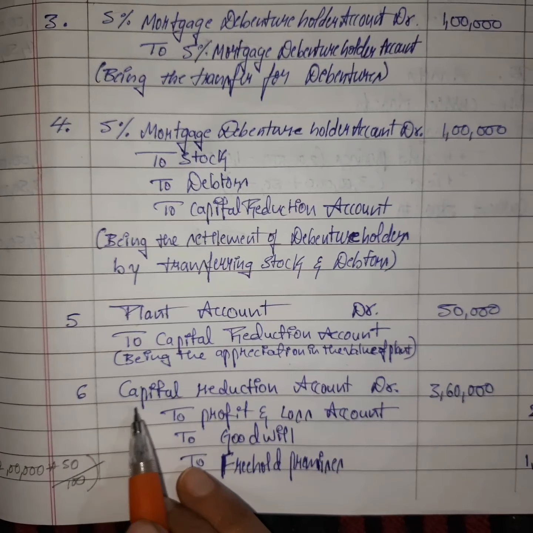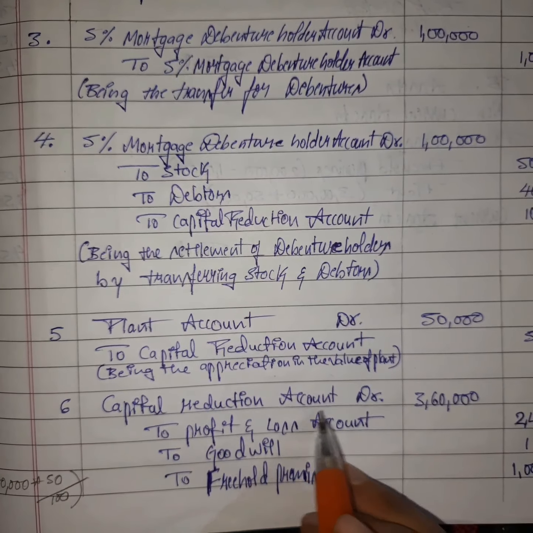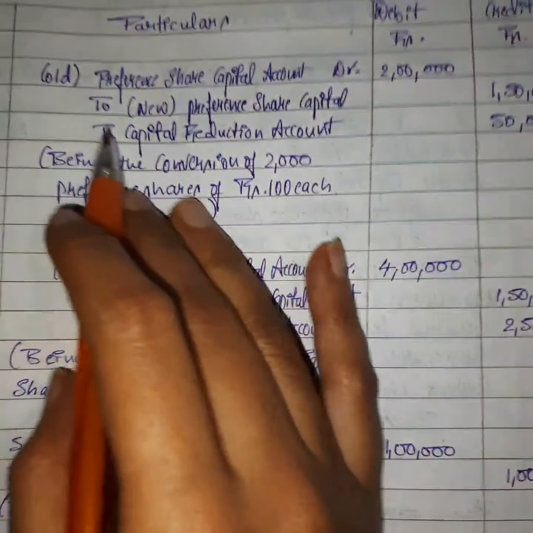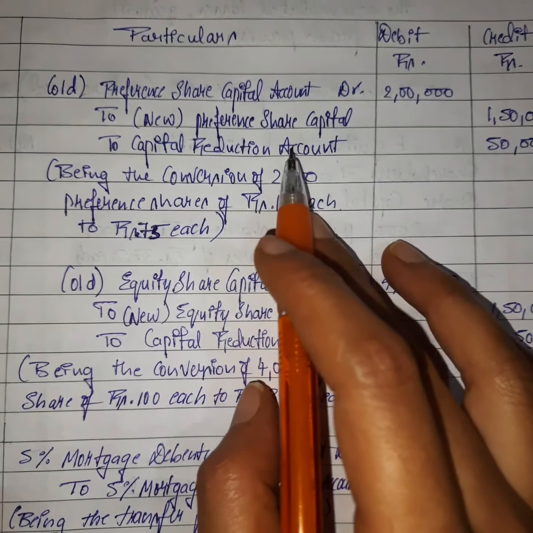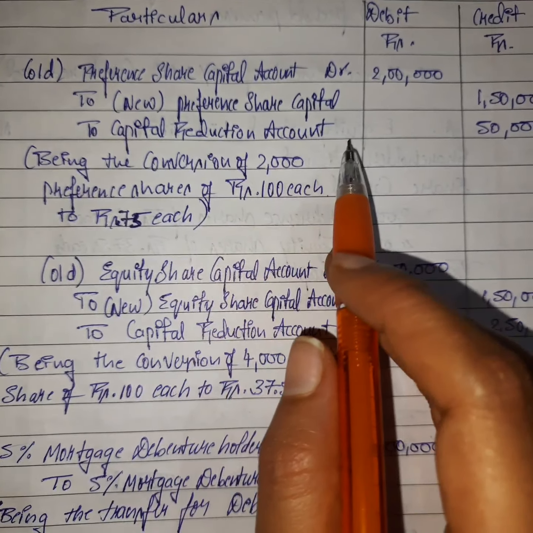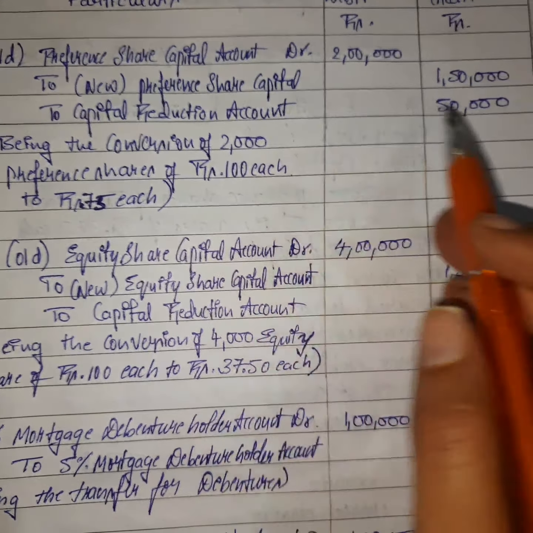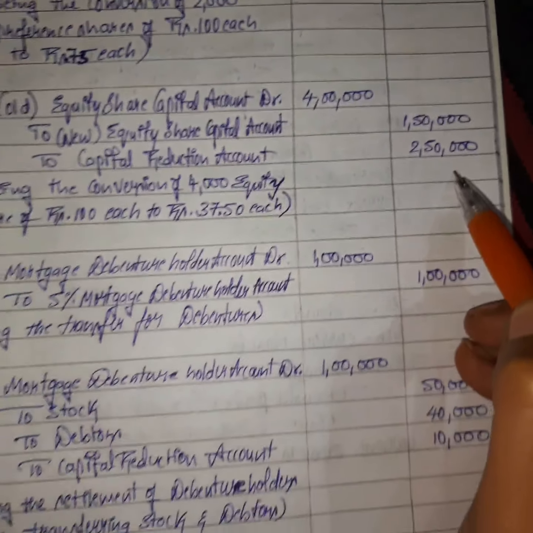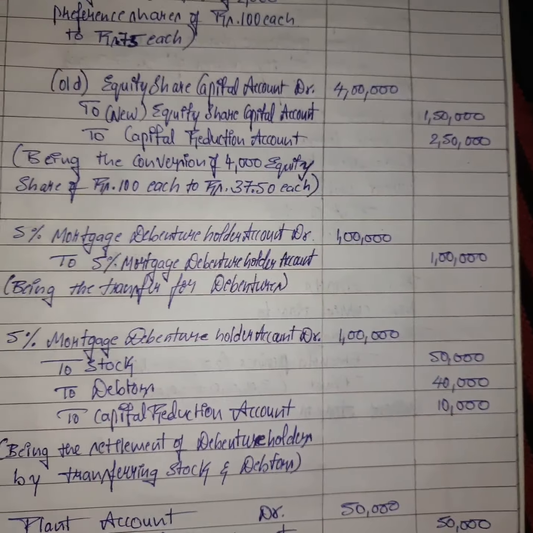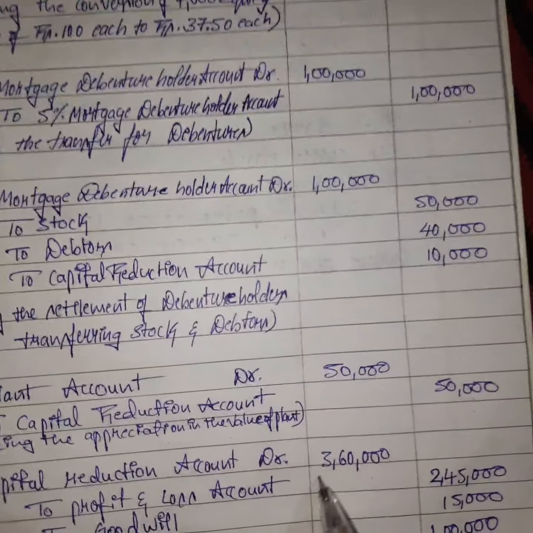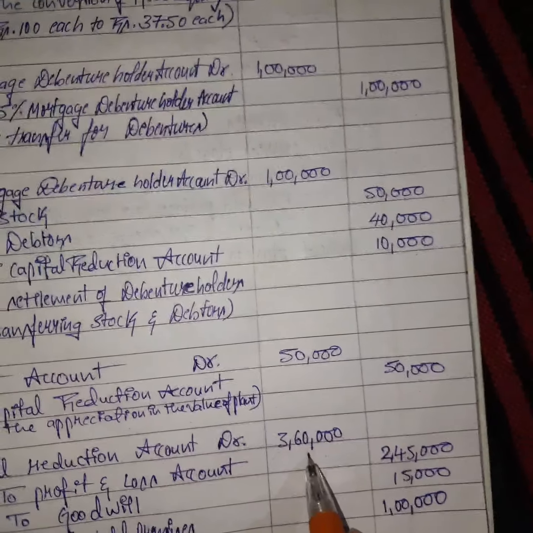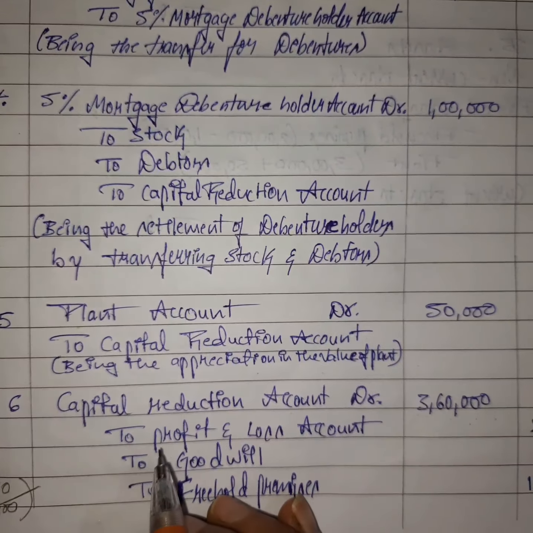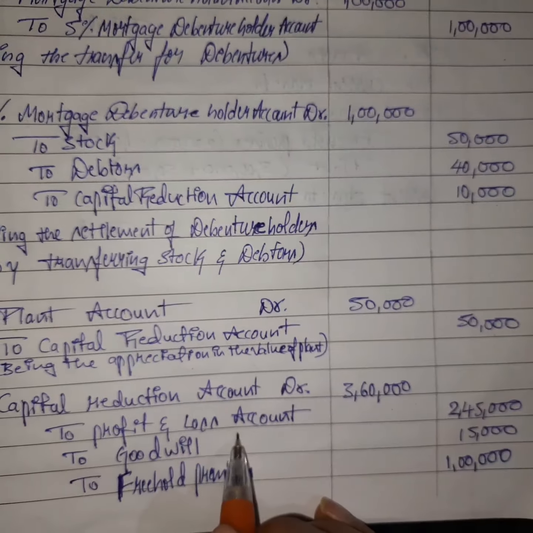Next, you will be making an entry of capital reduction account debit side 3,60,000. Have you got this amount? I have previously explained how you got capital reduction account amounts: 50,000, 2,50,000, 10,000. If you total that, you will be getting 3,60,000.